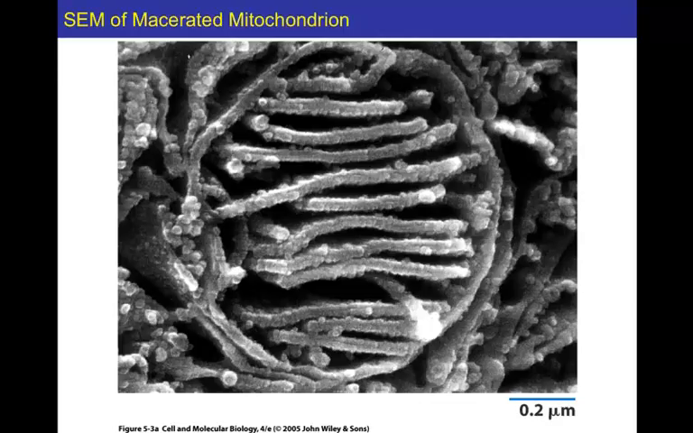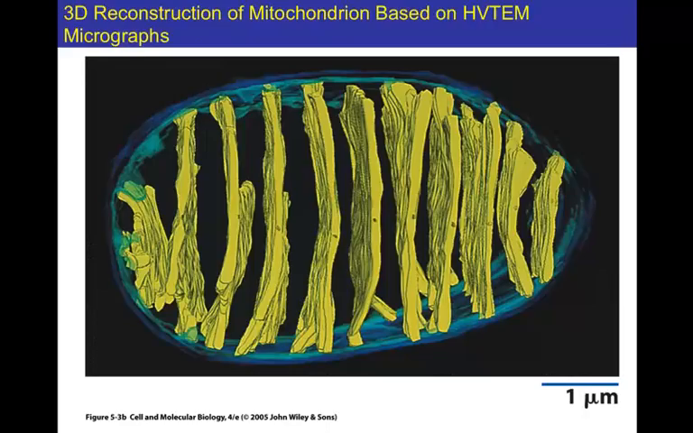This is another view of a mitochondrion. This is a scanning electron micrograph of a macerated mitochondrion. And what's nice about it is you can sort of see the three-dimensional look of the structure. And here you see a 3D reconstruction of a mitochondrion based on high-voltage transmission electron micrograph pictures that have been taken of a mitochondrion. And you again get a more complete view of what the mitochondrion looks like.